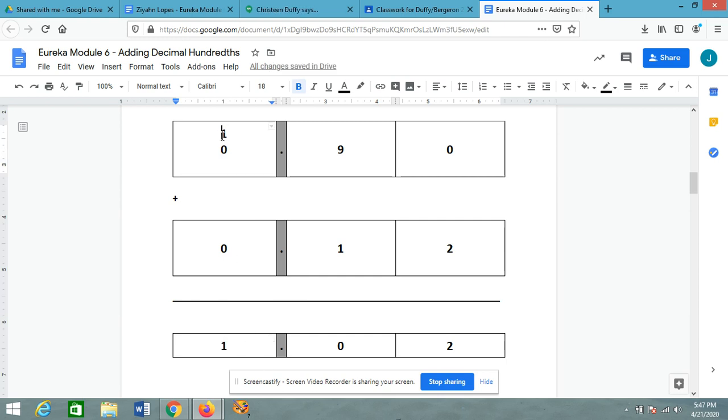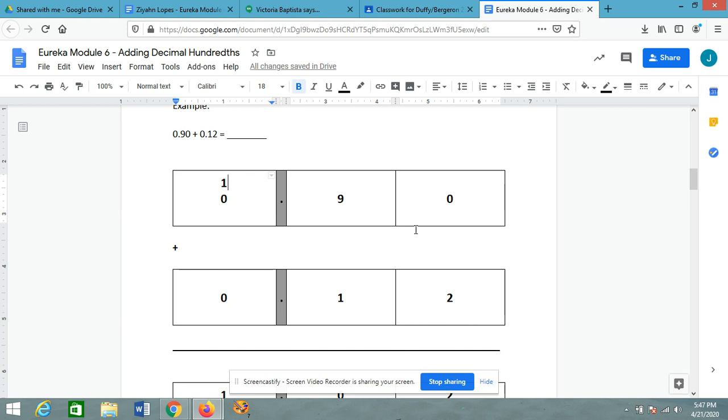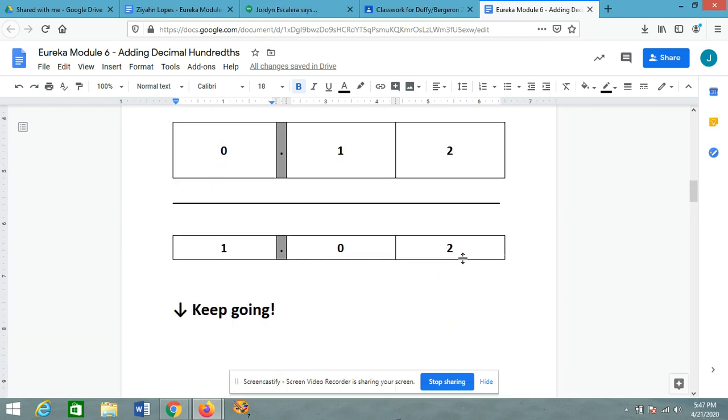So again, make sure you are writing the carried numbers here, the numbers that you're carrying, just so I know that you know the amount you're carrying. That's really the important part here, because I know most of us can add them in our heads. So then our answer, what is it? 1 and 2 hundredths. So 90 hundredths plus 12 hundredths was 1 and 2 hundredths.